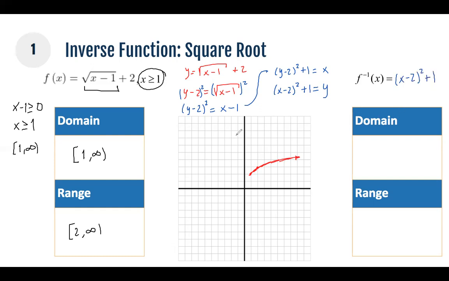And we're going to use what we know about the original function. If this is the domain, on the inverse function it is going to end up being the range. So the range goes from 1 to infinity, using a bracket on the 1. And the domain is going to be the range of the original function, so we're going to use a bracket and go from 2 to infinity.